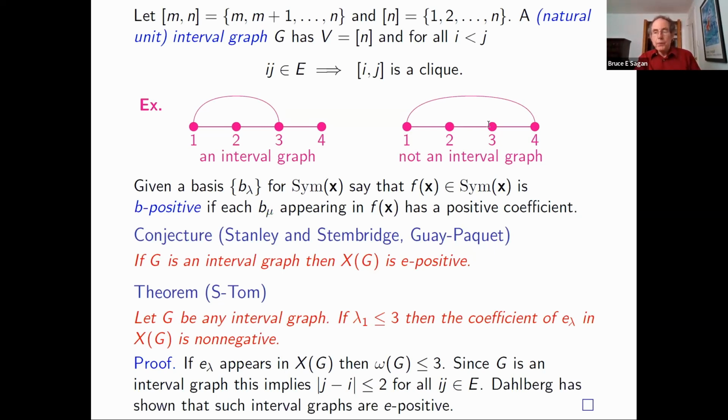But Samantha Dahlberg has shown that these particular interval graphs satisfying this particular property are in fact e-positive. So not only are their coefficients with lambda 1 less than or equal to 3 non-negative, they're all non-negative. So basically the way you could think about this is saying that in these graphs, which Dahlberg considered, they're non-negative, and in every other graph, they're 0. They do not appear at all.